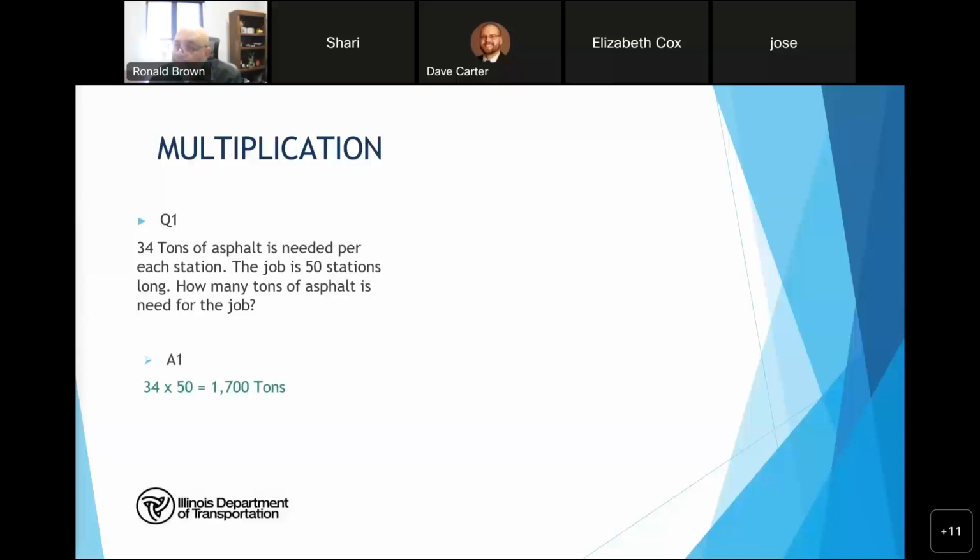Simple math calculation, you multiply your 34 tons by your 50 stations. That would leave you with 1,700 tons of asphalt needed for this job.